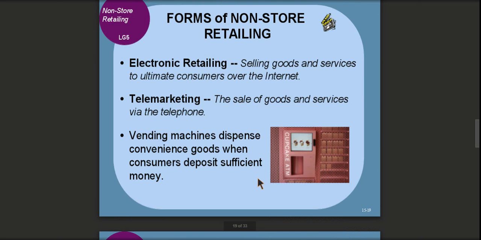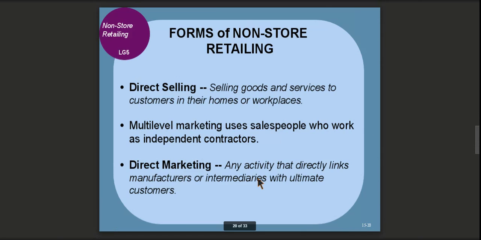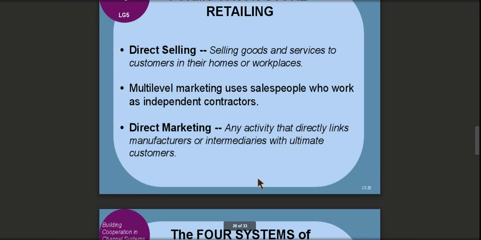Different types of non-store retailing, direct selling, multi-level marketing. An example of this is Stella & Dot, Herbalife. It works where if you start selling the product, you try to get people to buy your product for a party, a Tupperware party or something like that, or to be sellers, and then you get a cut of that. That's how those work.